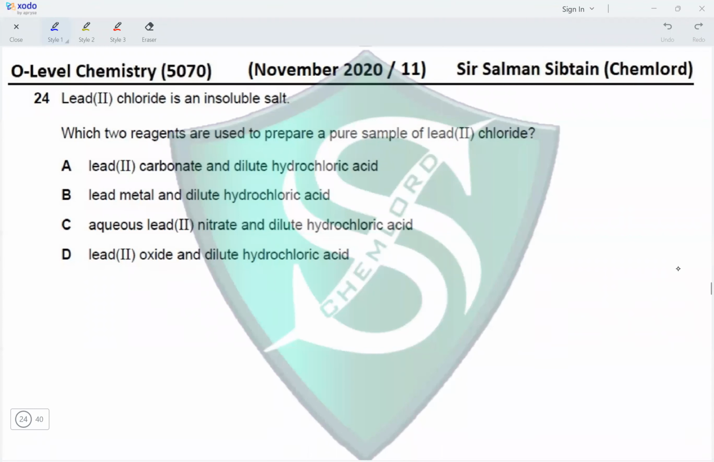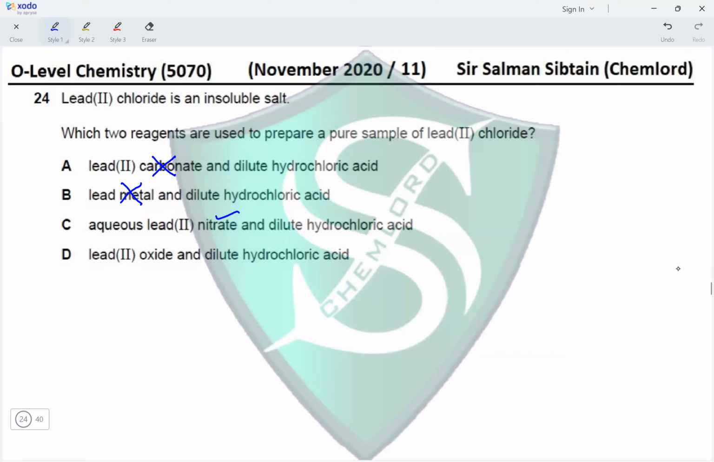Question 24. Lead 2 chloride is an insoluble salt. Yes. Which two reagents are used to prepare a pure sample of lead 2 chloride? Now, since we are preparing an insoluble salt, we would use a soluble salt and an acid to prepare this. So, lead carbonate and dilute hydrochloric acid: lead carbonate is insoluble, so this is wrong. Lead metal and dilute hydrochloric acid, no, we are not using a metal to produce the insoluble salt.